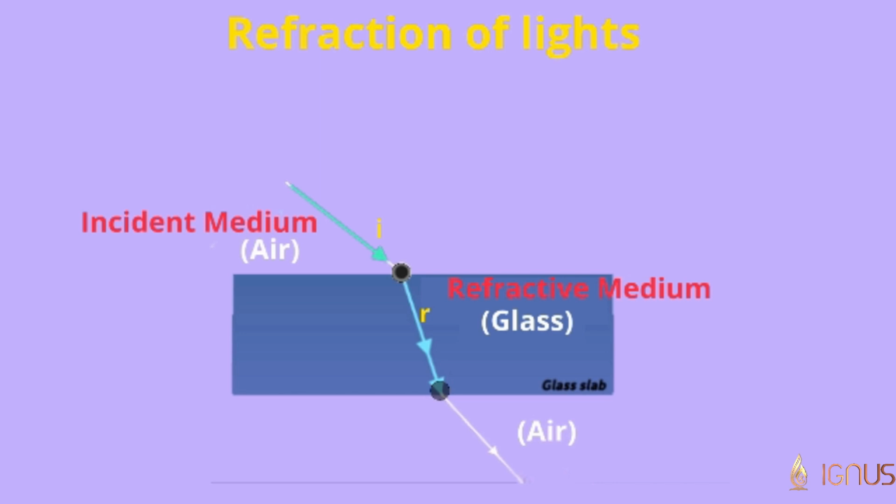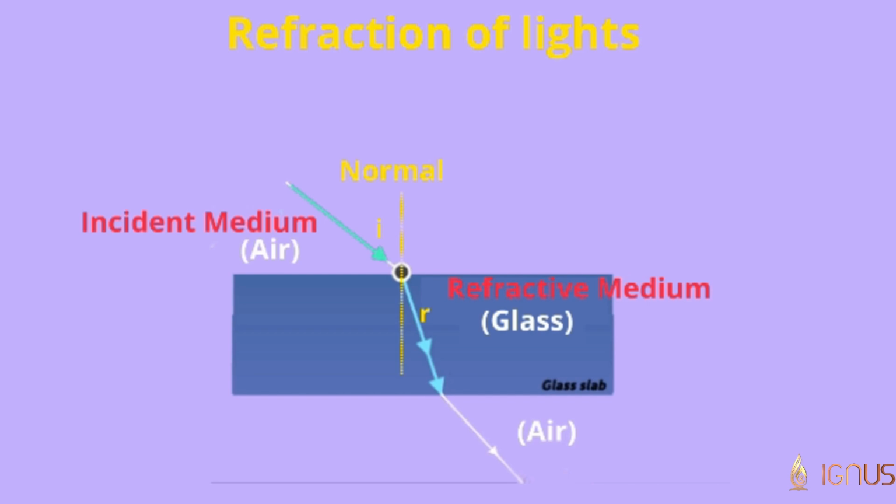Since we know that in a transparent medium, light bends at this boundary and travels through air. So light refracts at these two points. Let us draw a line perpendicular to the surface at this point of incidence. This line is also called a normal.